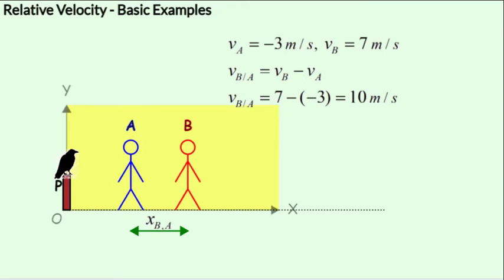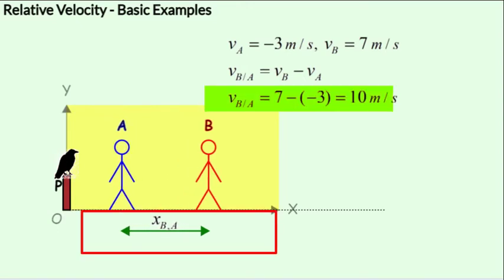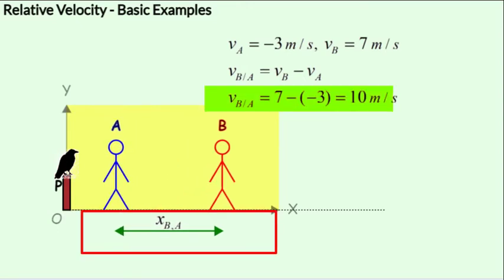The gap between A and B is increasing, so the displacement xB with respect to A is increasing at the rate of 10 meters per second. A feels as if B is moving away along the positive direction of the x-axis with a speed of 10 meters per second.